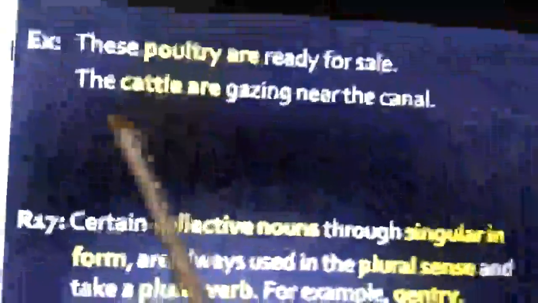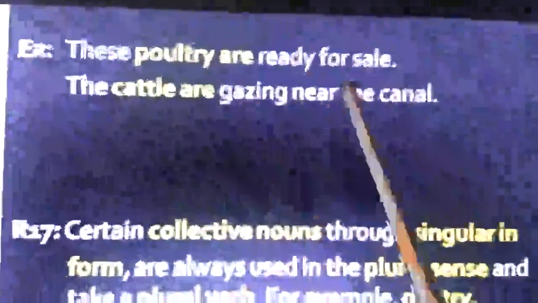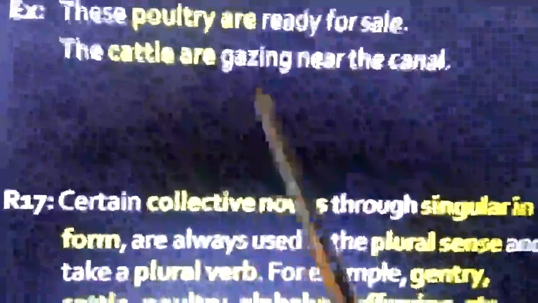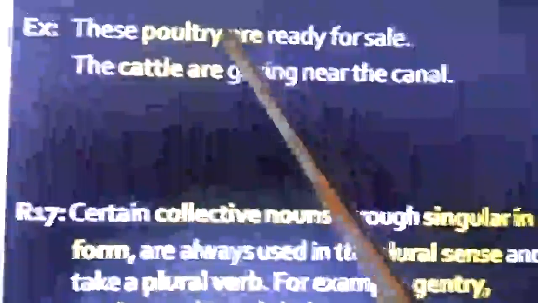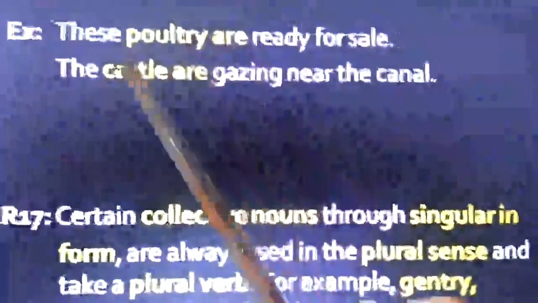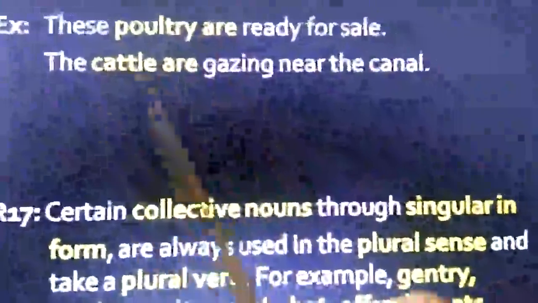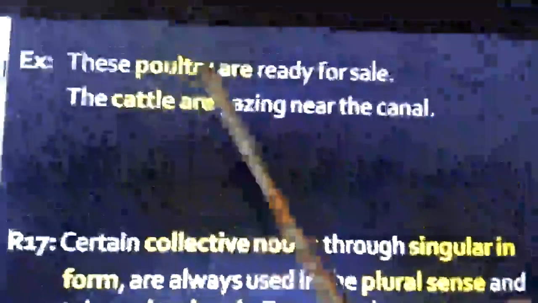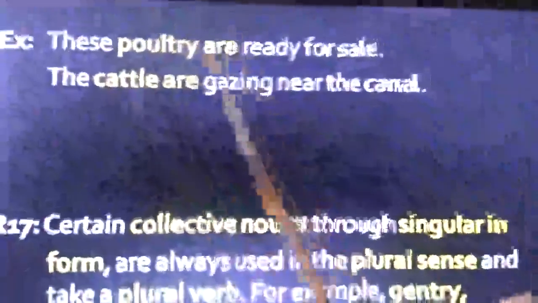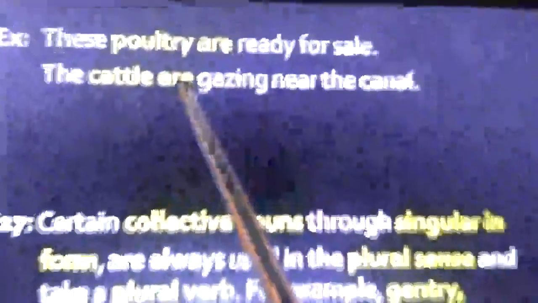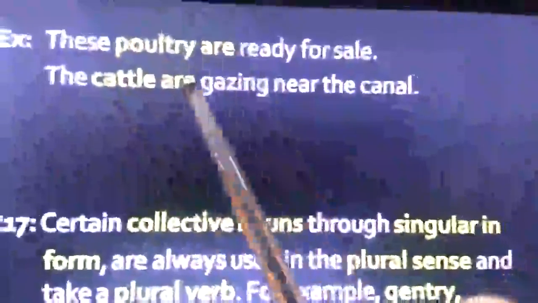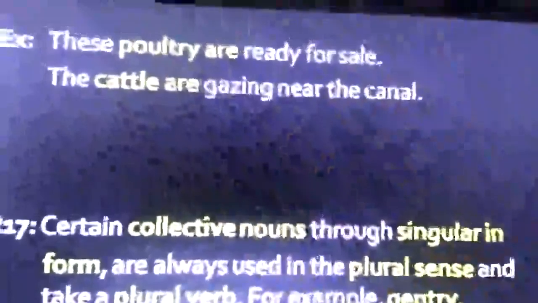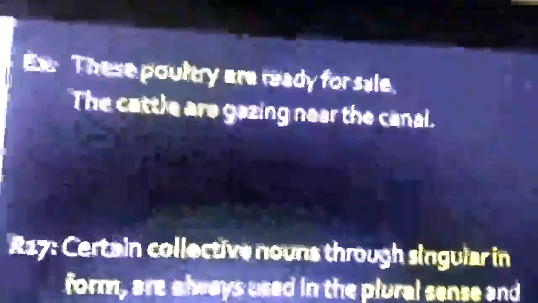Here, these poultry are ready for sale. Here, the cattle are grazing near the kennel. Here, in these two sentences, poultry is a collective noun and cattle is also a collective noun. When you get collective nouns in a sentence, then the verb that you have to use should be plural. This is one more rule you have to remember.